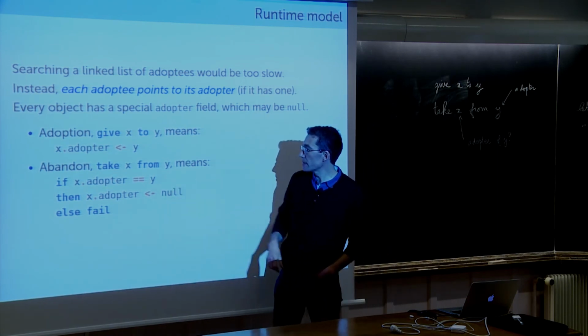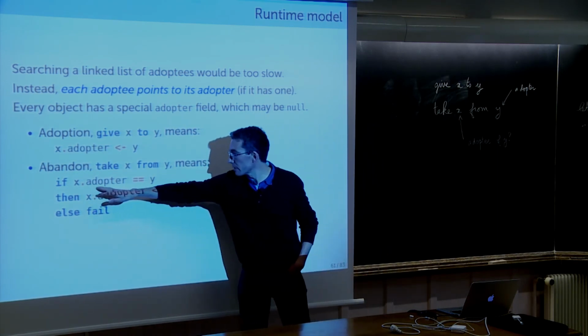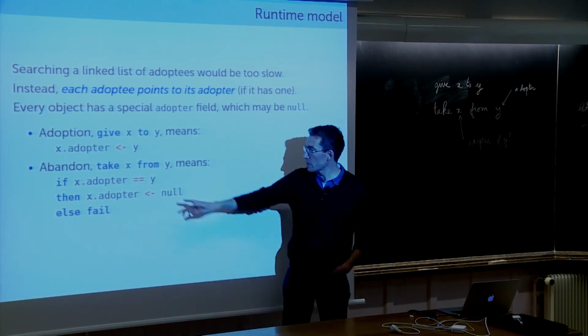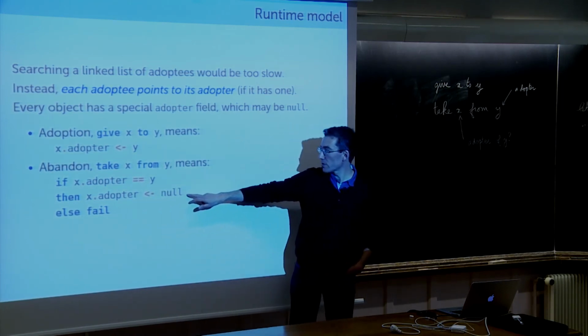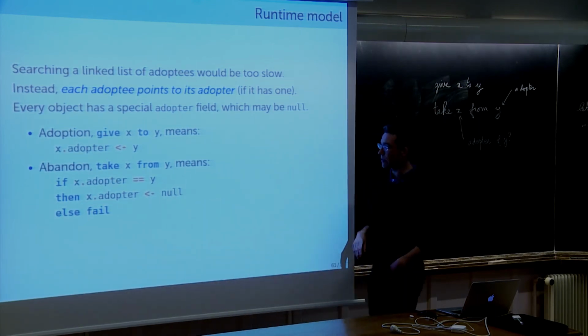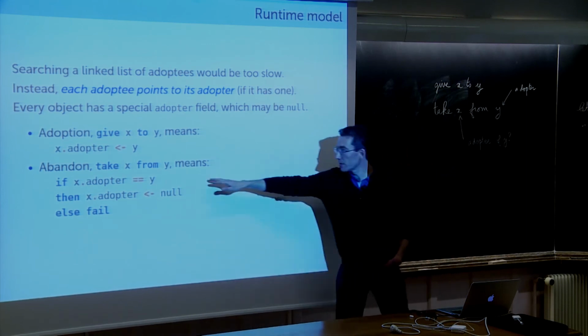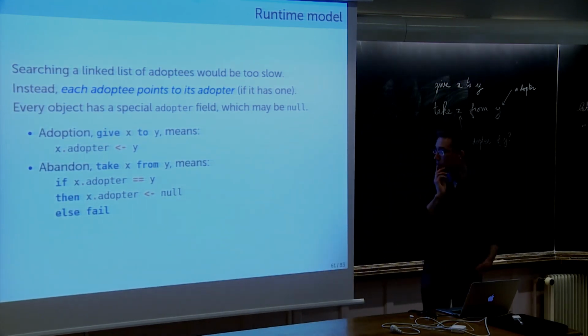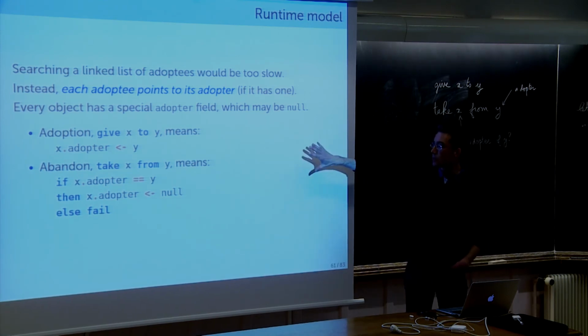And taking means we test at runtime that the adopter of x is indeed y. If that is the case, then we now consider that x is no longer adopted, so we write null into this field. If the test is not successful, then we just fail at runtime. So that's the compilation scheme, if you will. The translation to OCaml is just that.